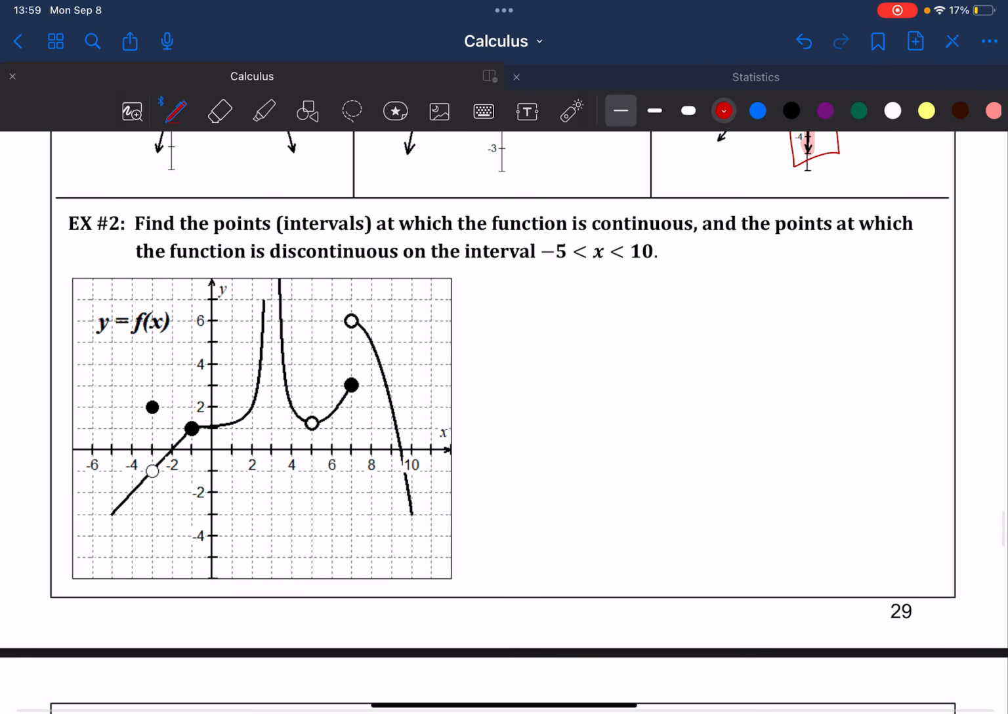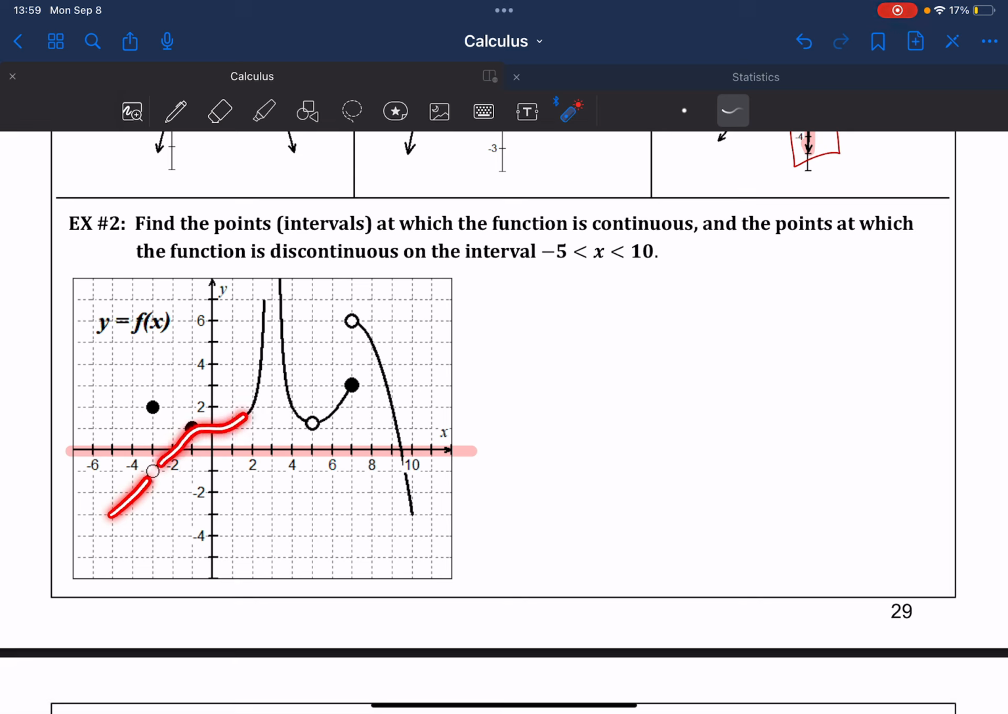Example 2 says find the points at which the function is continuous and discontinuous on the interval -5 to 10. So we're only looking at this interval here, the x. Remember, we know it's continuous if I can take my pen and trace it without having to lift it back up. So notice so far I had to lift it up once, here's twice, here's 3 times, here's 4 times. Every time that I had to lift up my pen, we're going to use the union symbol to write one large interval.